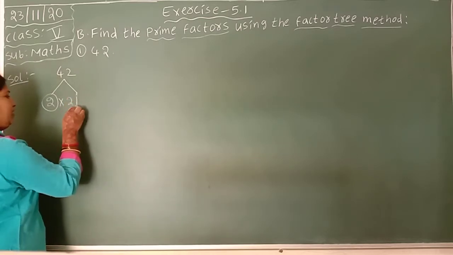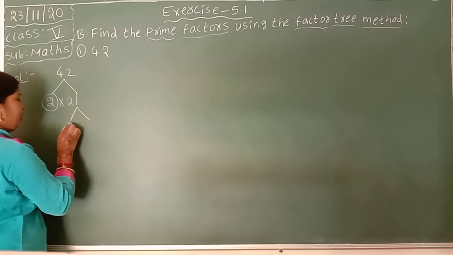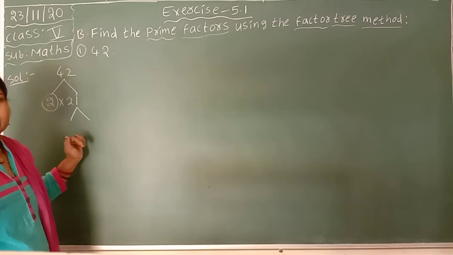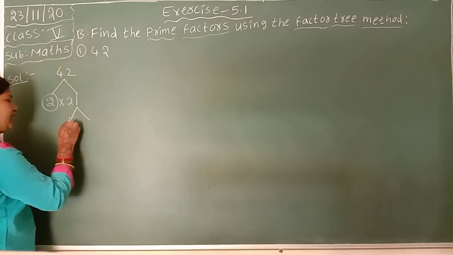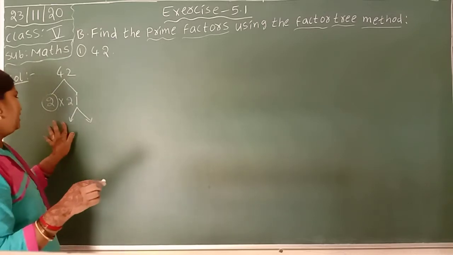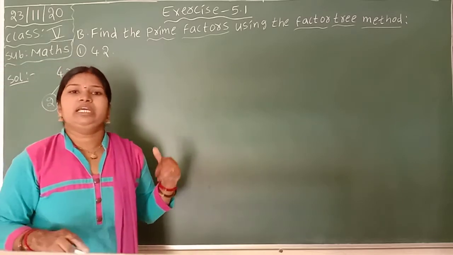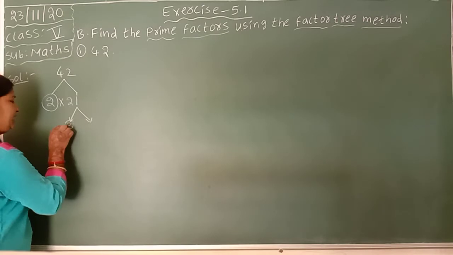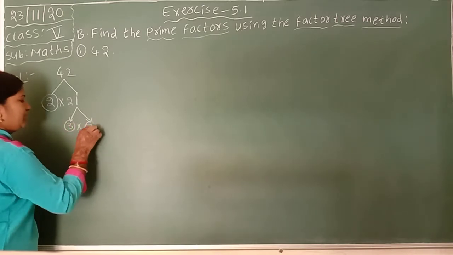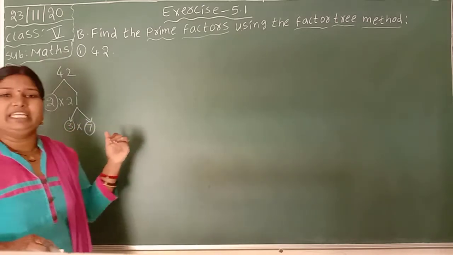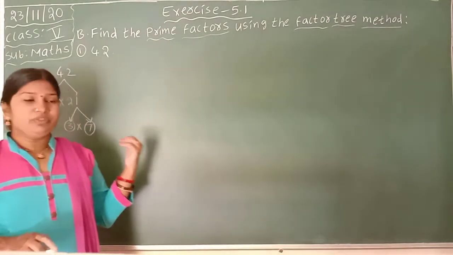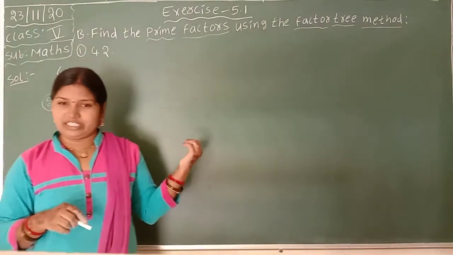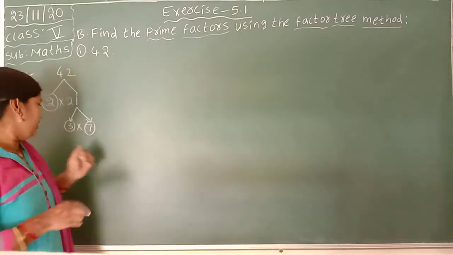Next, 21. We won't get 21 in the 2 table. Check the 3 table. Read the 3 table once. We get 21 in the 3 table: 3 sevens are 21. So 3 into 7. Here, 3 ones are 3, and for this 7, 7 ones are 7.